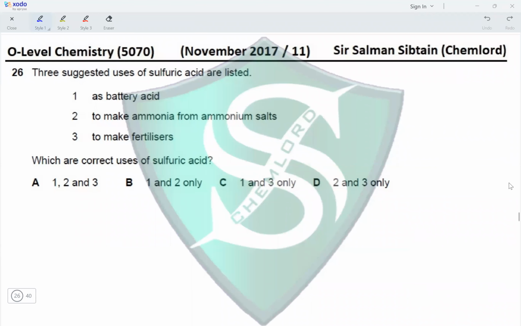Question 26. Three suggested uses of sulfuric acid are listed. As battery acid, yes, it is used in car batteries. To make ammonia from ammonium salts, no, ammonium salts themselves are acidic in nature. Ammonia will be produced if ammonium salts react with the base. To make fertilizers, yes. In order to make fertilizers like ammonium sulfate, sulfuric acid can be made to react with ammonia. So points number 1 and 3 are correct, making option C the correct option for this question.